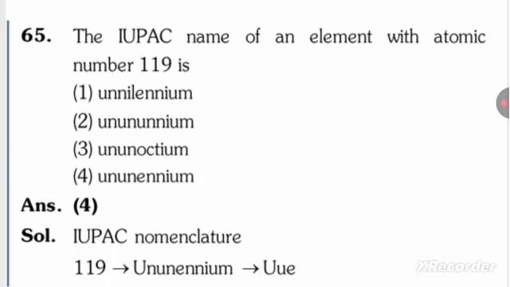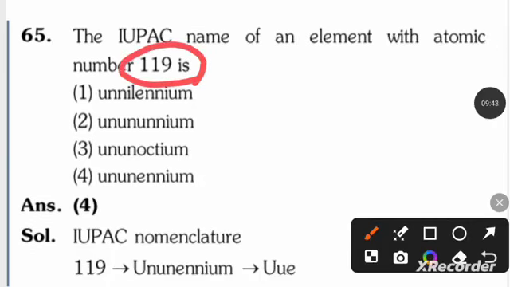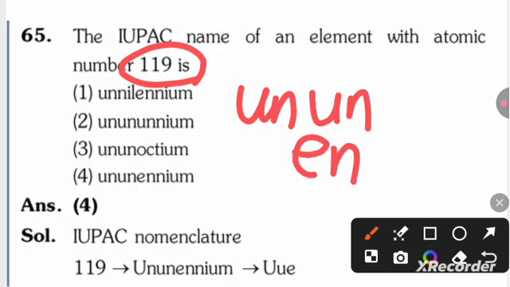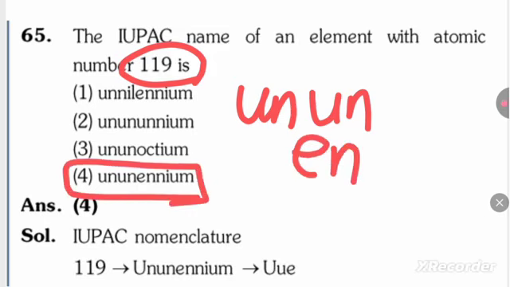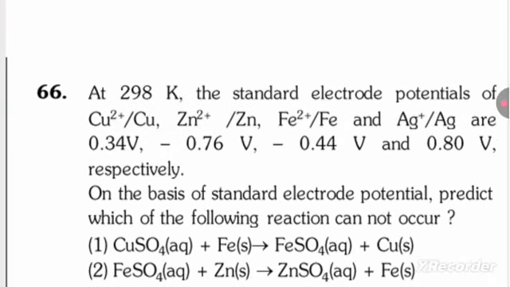In the next question, the IUPAC name of the element with atomic number 119, very easy. 1 means un, and 9 means ennium. Ununennium. Option 4 is the right answer for this question. Let us move to the next question.